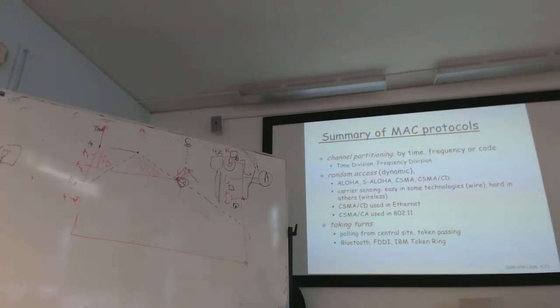So, summary of those three. Channel partitioning is dividing the shared medium, either by time or frequency. We have a third one called code, but we haven't described it at the moment. Random access is dynamic, but has more collision issues. We have defined three of those: Aloha, Pure Aloha, and CSMA. CSMA is used with wireless and wired connections, collision detection with Ethernet, and with 802.11 there's a collision avoidance one. I haven't described it today, so don't need to worry about it. Taking turns is polling from a central station or token passing, and Bluetooth uses a token ring as well.